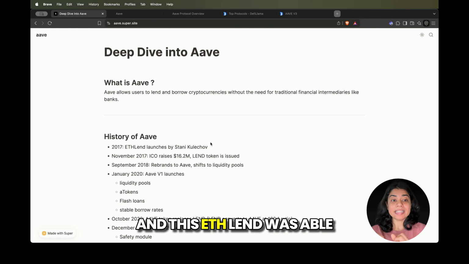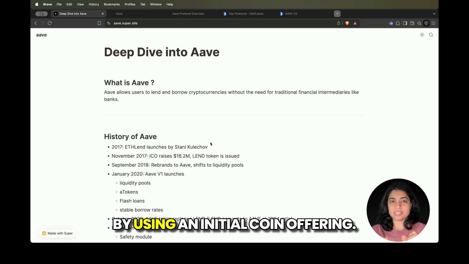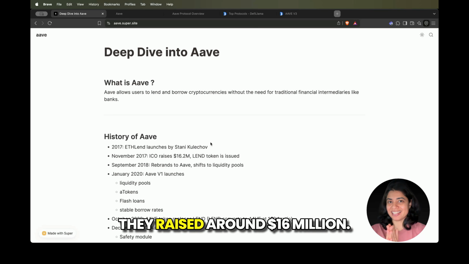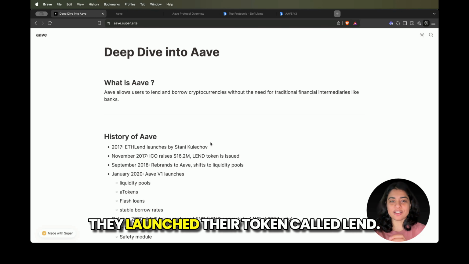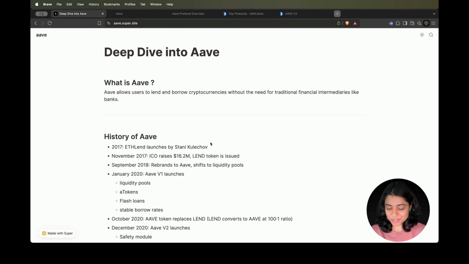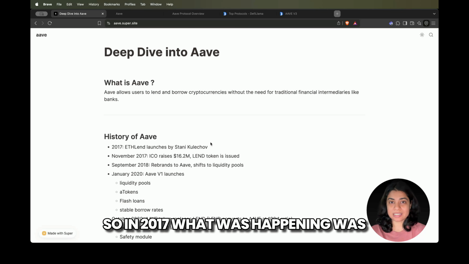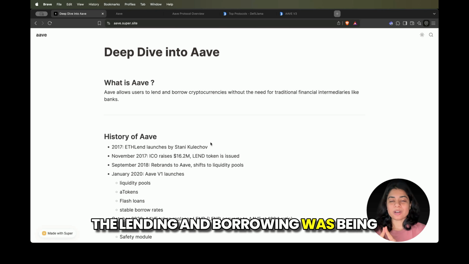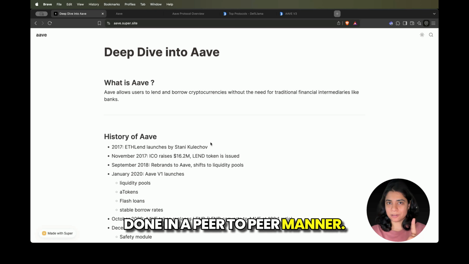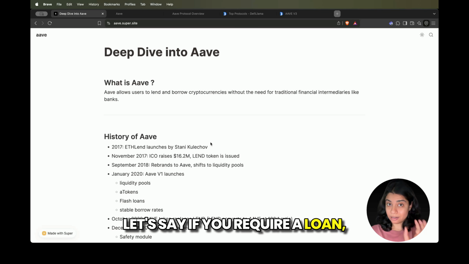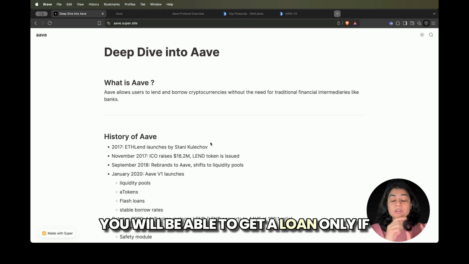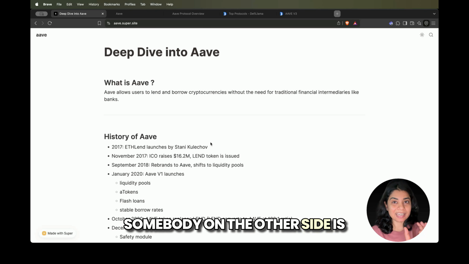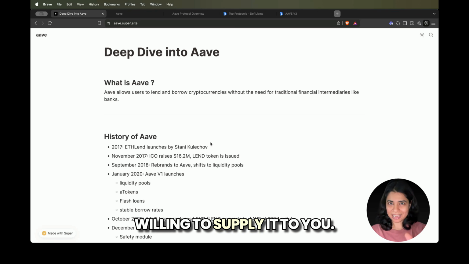And ETHLend was able to raise money by using an initial coin offering. They raised around $16 million. They launched their token called Lend. So in 2017, the lending and borrowing was being done in a peer-to-peer manner. What I mean by that is, if you require a loan, you will be able to get a loan only if somebody on the other side is willing to supply it to you.